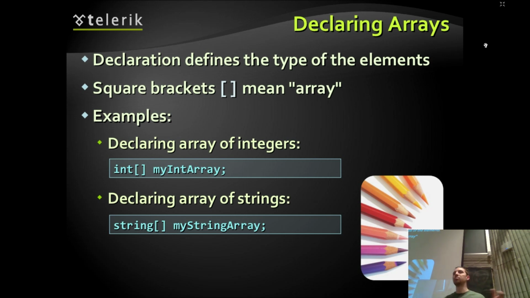So anything that you put square brackets after becomes an array, whether it's an int, a DateTime, a string, a dog class, a pet class, whatever classes we make in the future. Anything that's an object can be made into an array of objects. So you would read this as an integer array, myIntArray, or a string array called myStringArray.